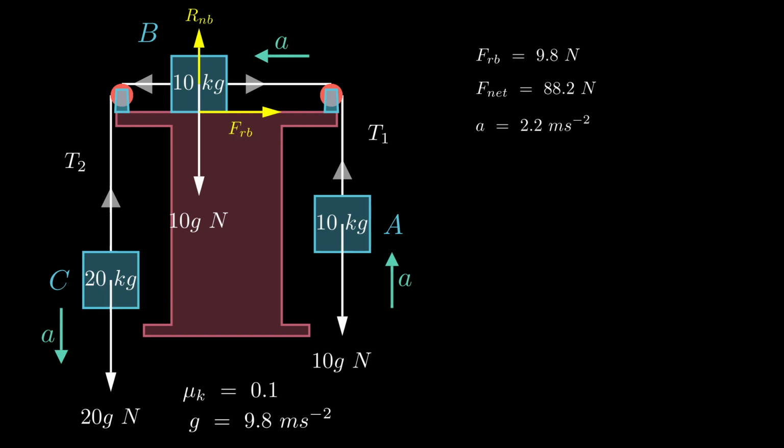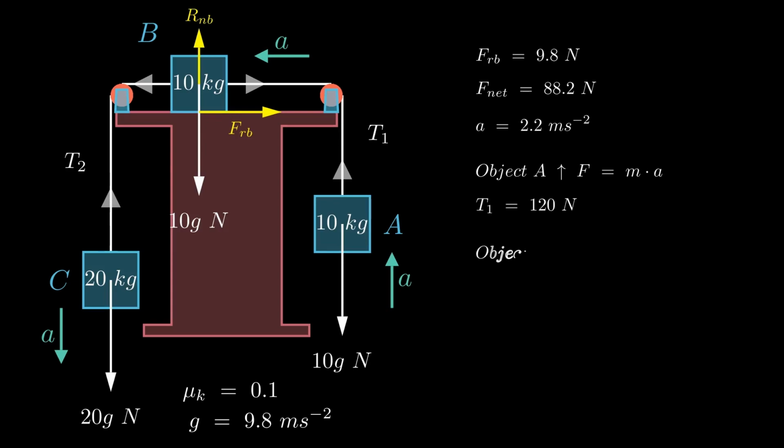So, let's start by considering object A and applying Newton's second law in the direction of acceleration. The expression derived from applying Newton's second law is as follows. Solving this equation provides the value for tension in the rope as 120 Newton.